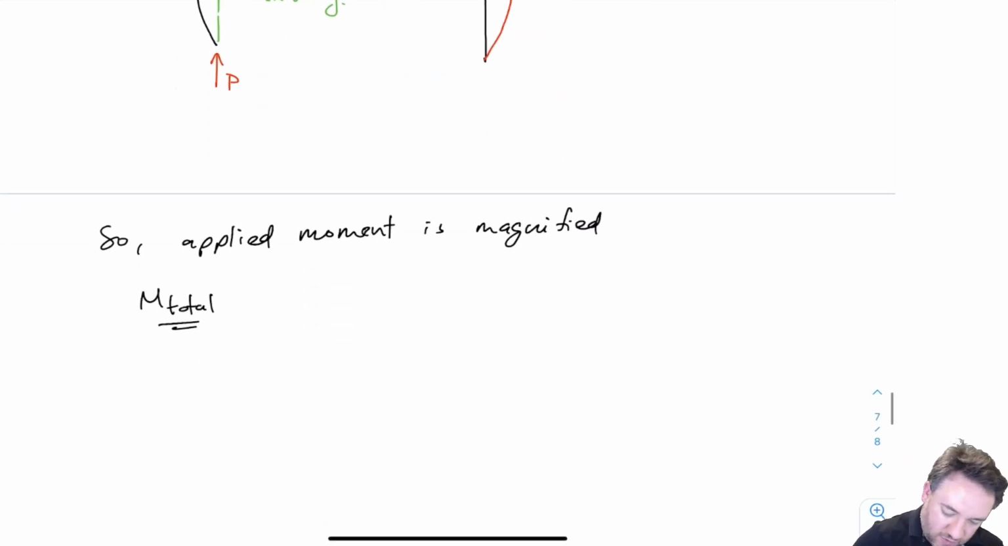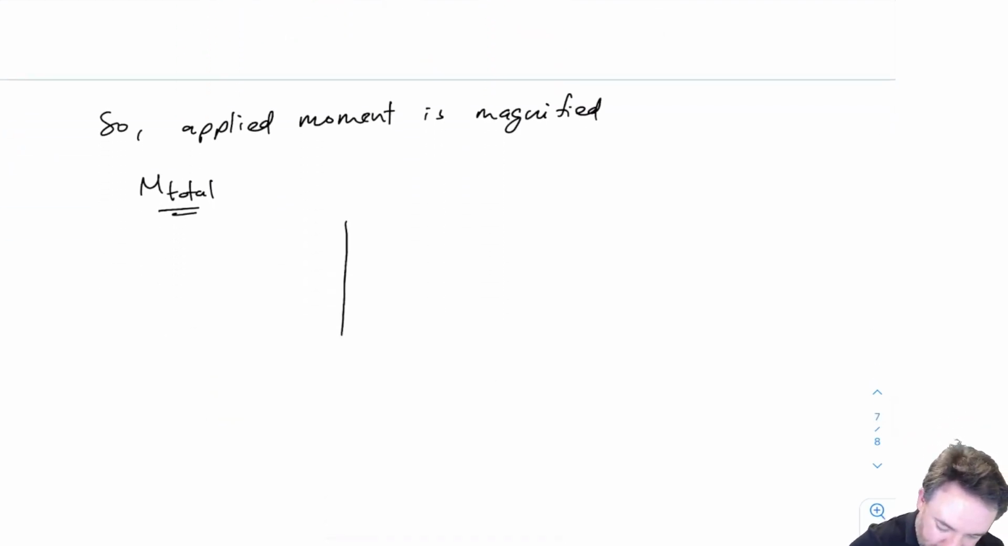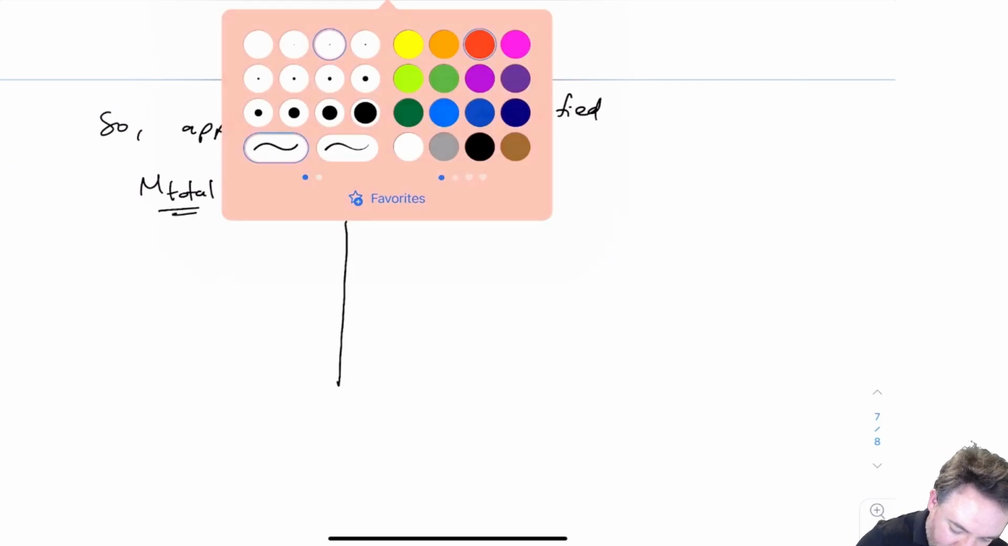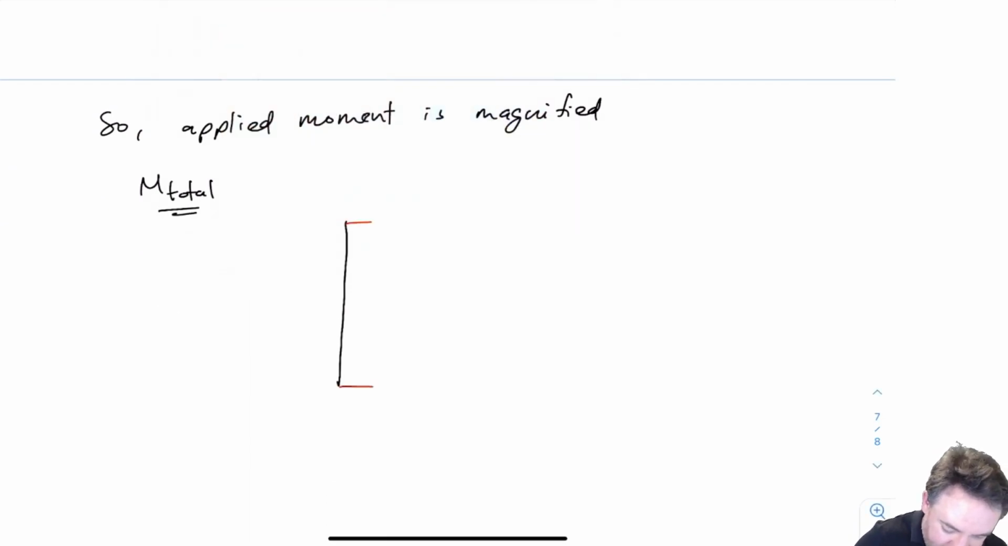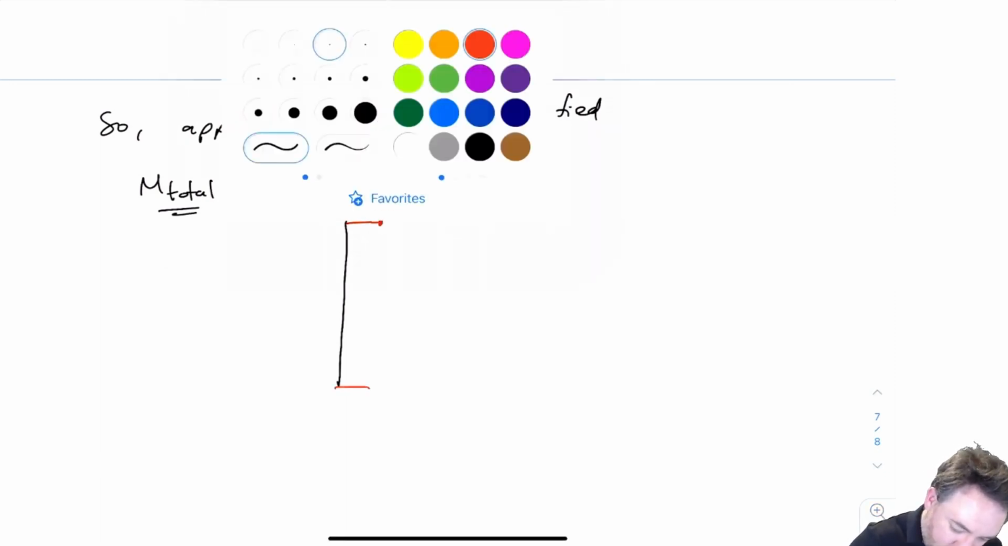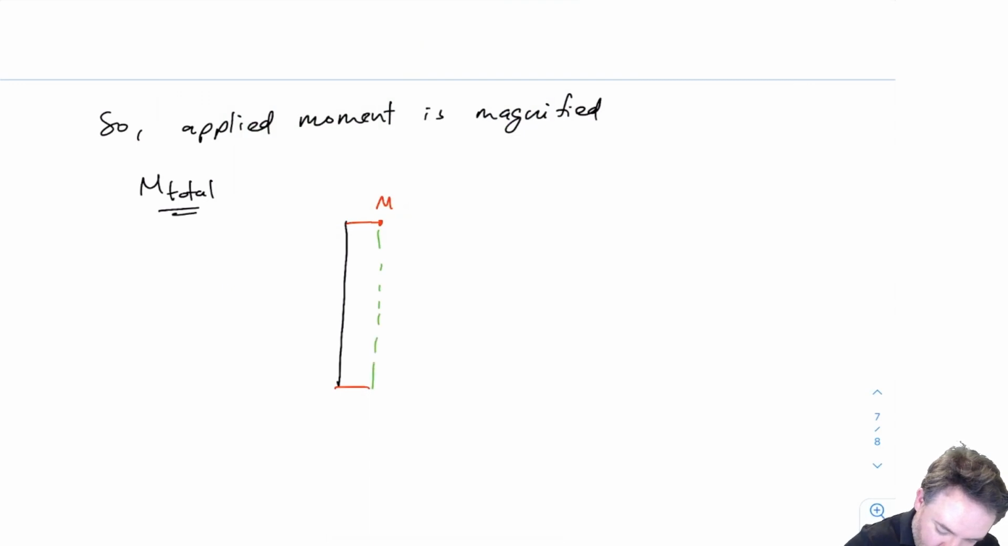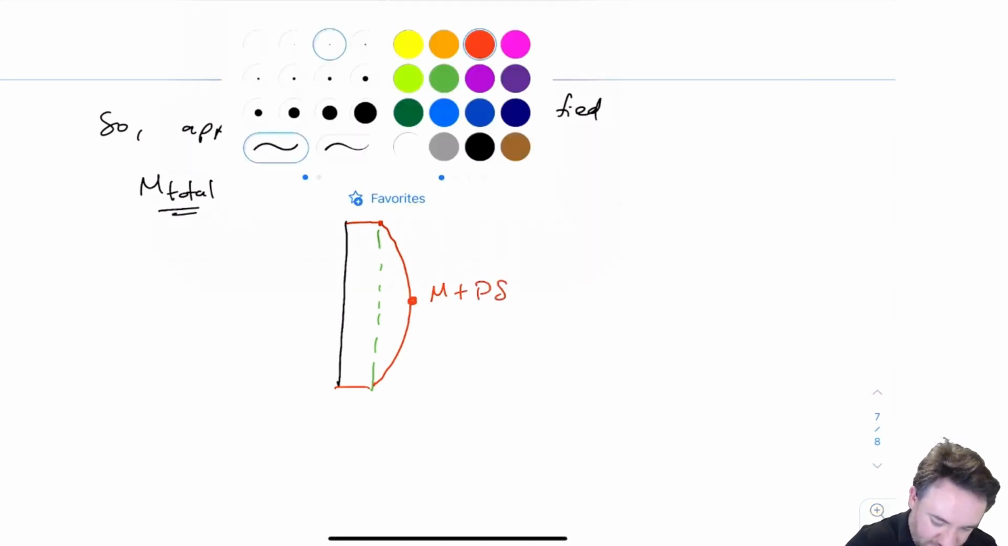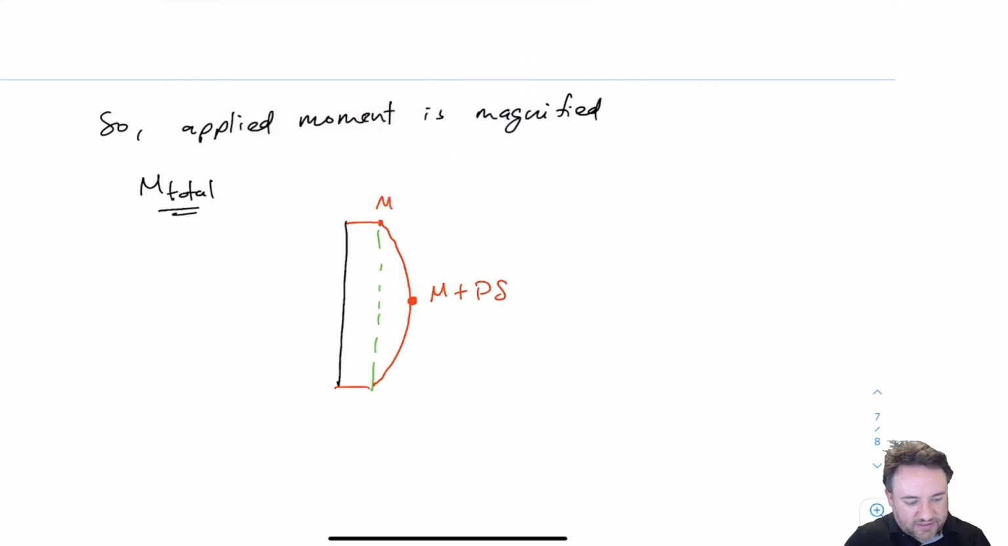So what does my total moment look like then? I'm going to basically have my moment that I had applied at the ends, right? That's my M. And then superimposed on that M, so that's where my M was, I'm going to have this moment, which is caused by an axial load being applied to the bent member. So I'm going to have M plus P small delta here. So this is the P small delta effect.